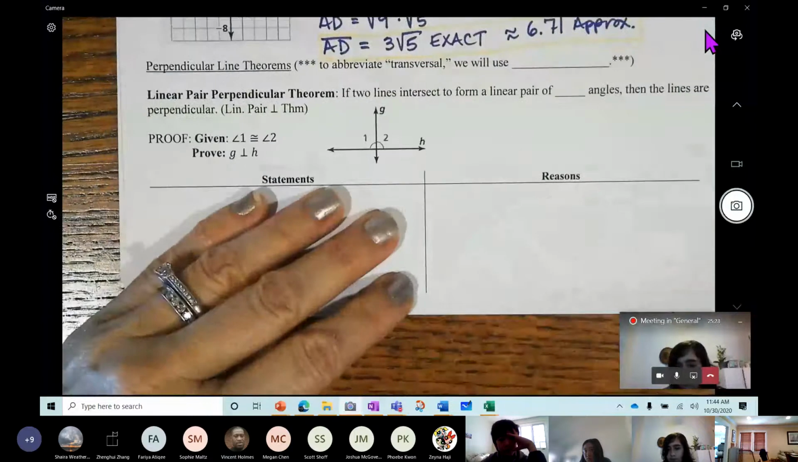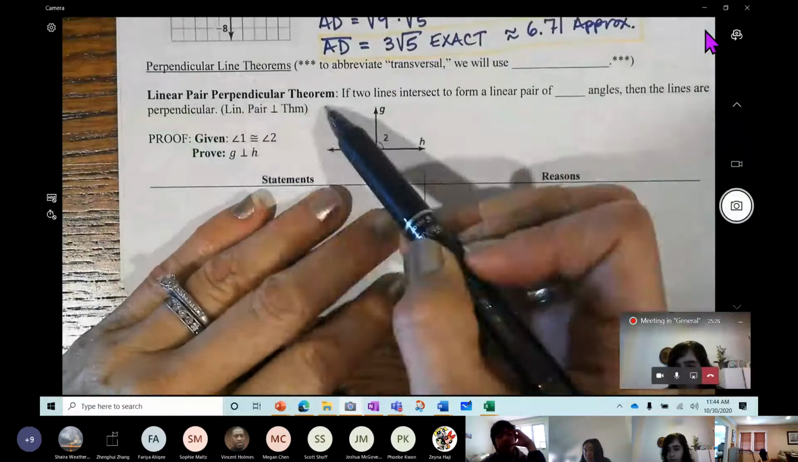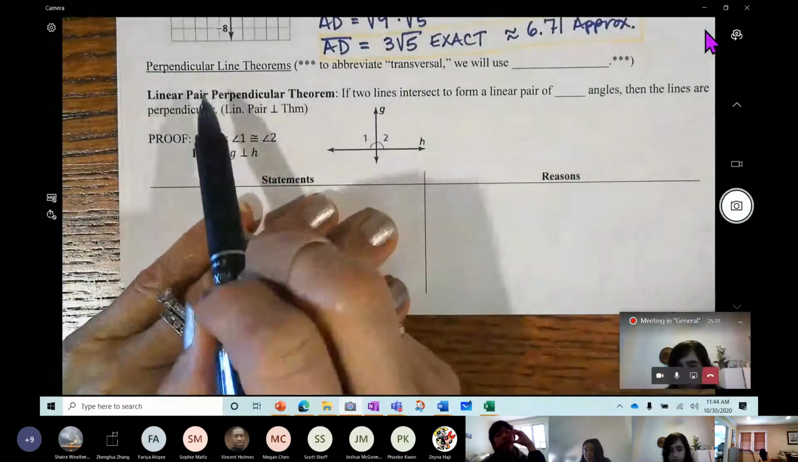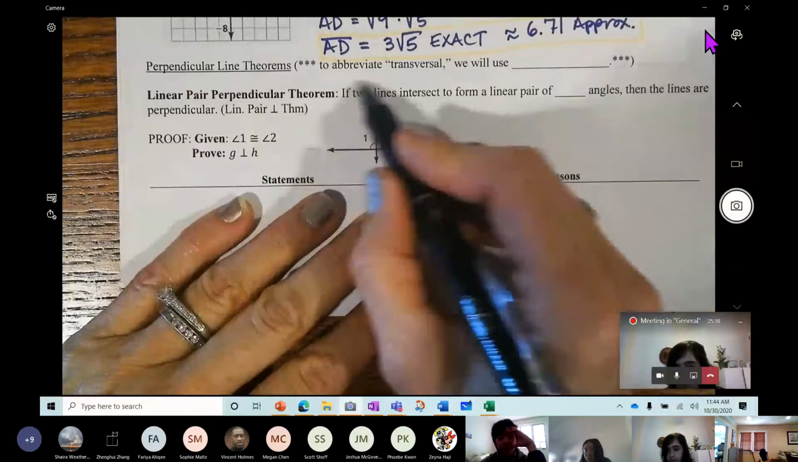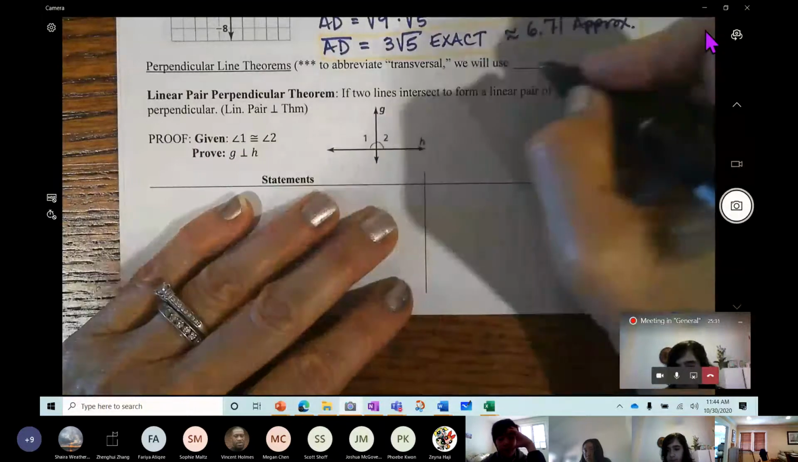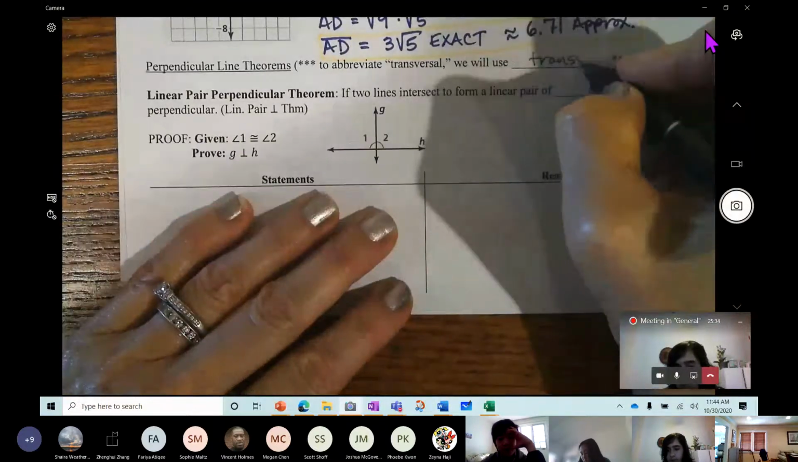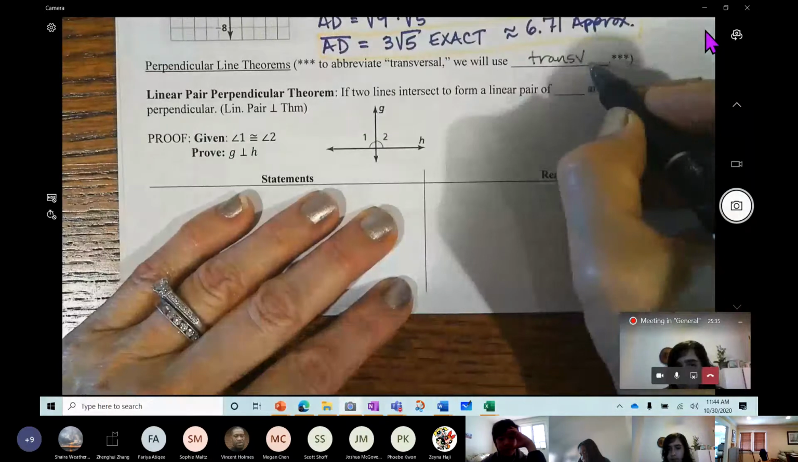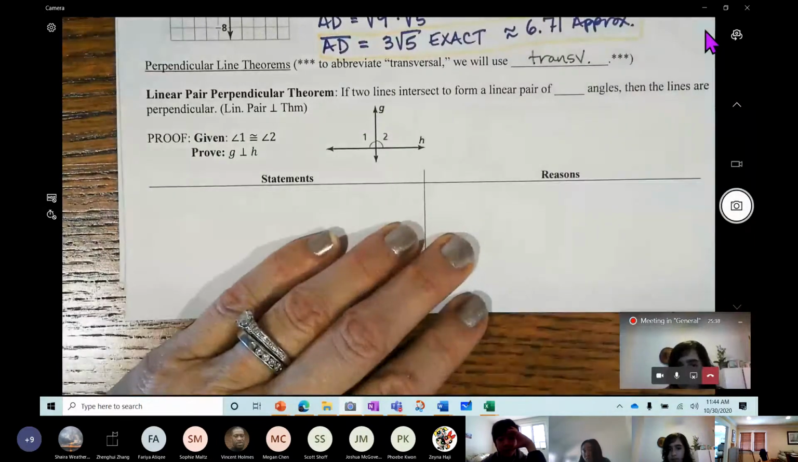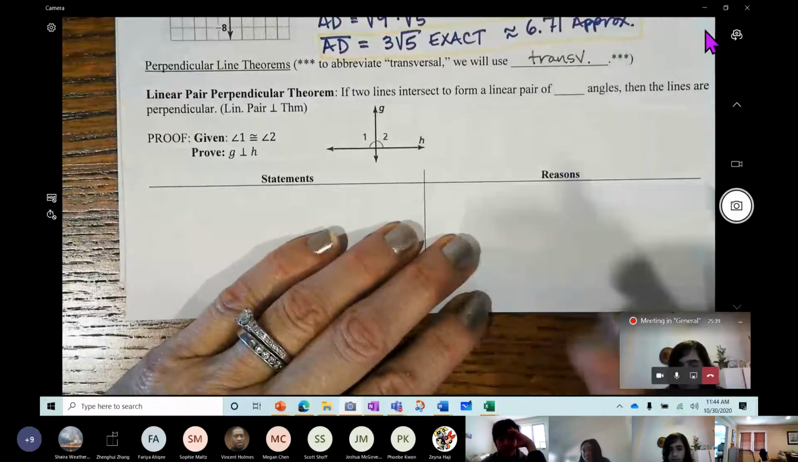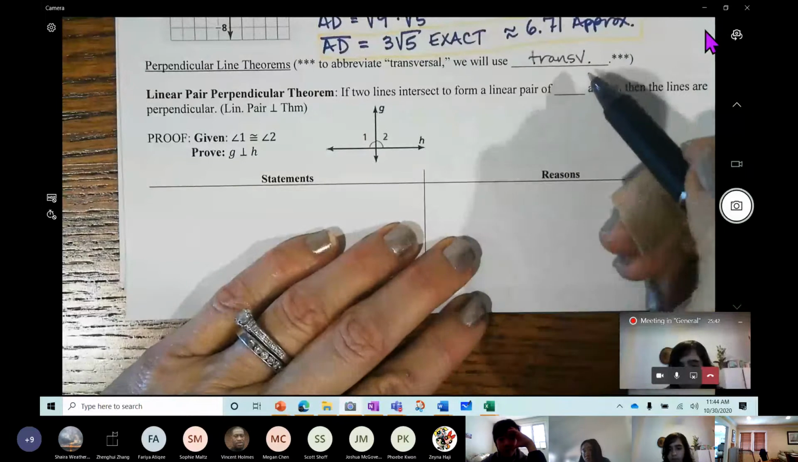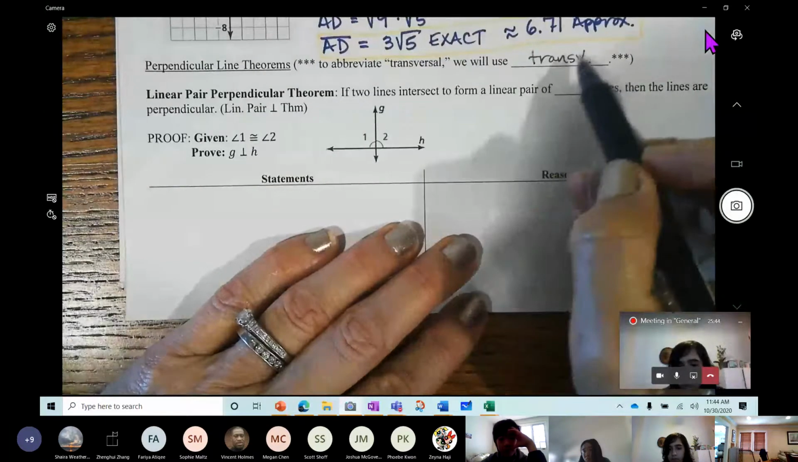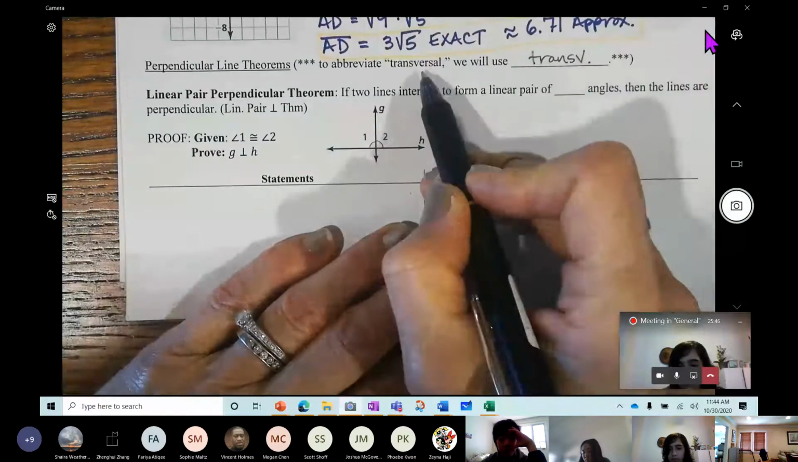All right, so now what we're going to talk about is the linear pair perpendicular theorem. And before we do that, let's make sure to abbreviate transversal. We're going to use the word transv, because if you do trans, that makes me think of transitive. So if you don't want us to use the word transitive, make sure you put a V at the end if you want to abbreviate transversal.